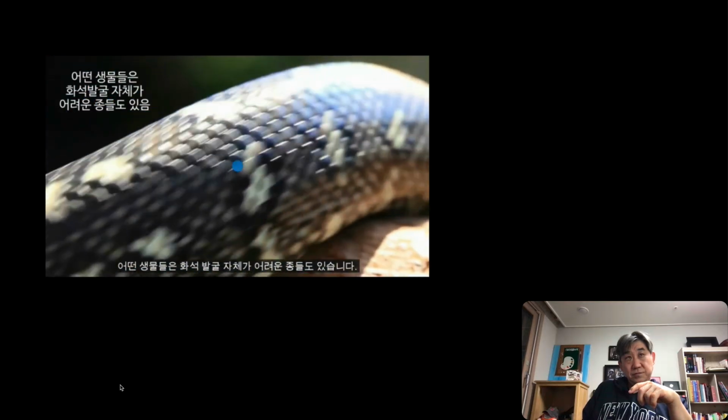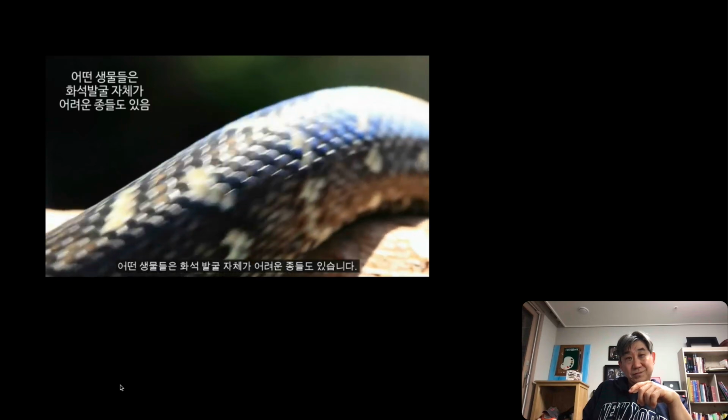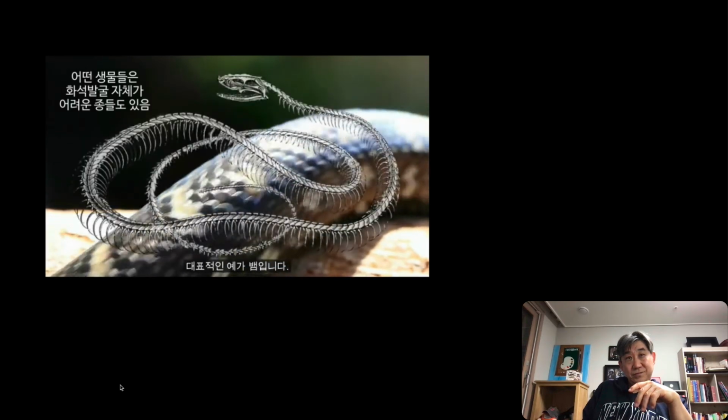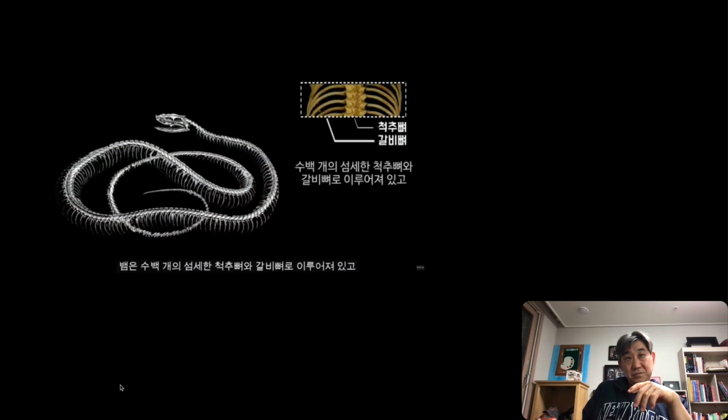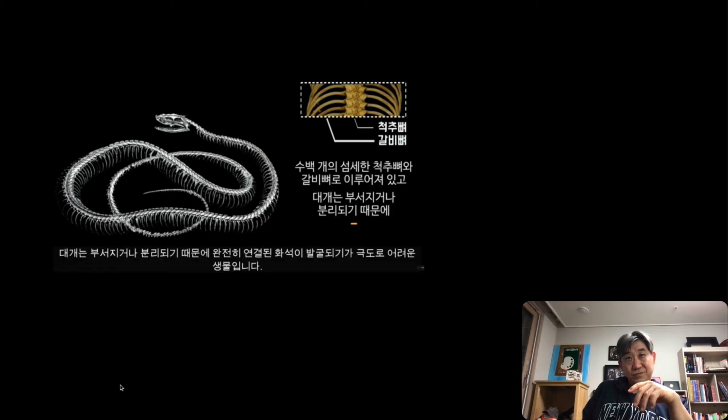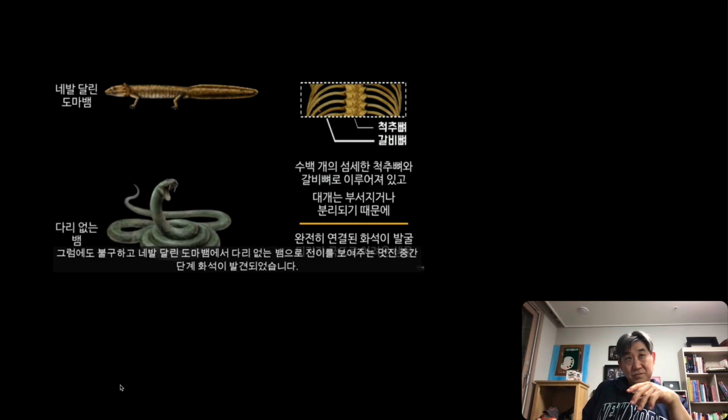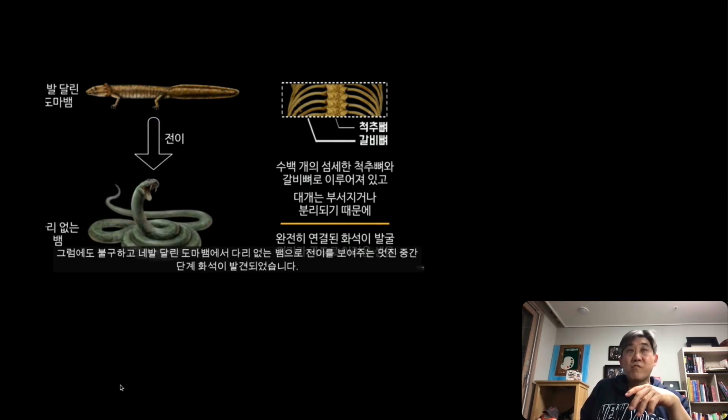어떤 생물들은 화석 발굴 자체가 어려운 종들도 있습니다. 대표적인 예가 뱀입니다. 뱀은 수백 개의 섬세한 척추뼈와 갈비뼈로 이루어져 있고 대개는 부서지거나 분리되기 때문에 완전히 연결된 화석이 발굴되기가 극도로 어려운 생물입니다. 그럼에도 불구하고 4발 달린 도마뱀에서 다리 없는 뱀으로 전이를 보여주는 멋진 중간 단계 화석이 발견되었습니다.